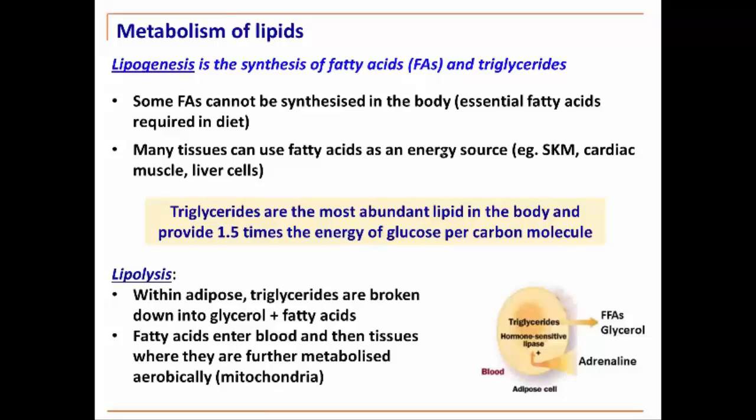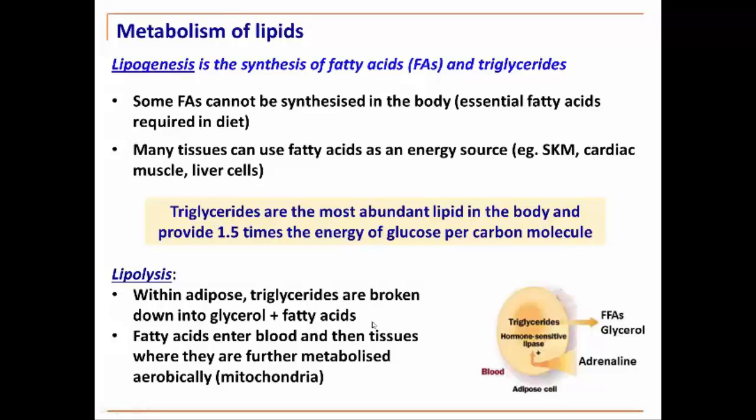And of course, lipolysis, that is when, within adipose primarily, because that's where we have our triglycerides stored, your triglycerides are broken down into 2 molecules. One of them is called glycerol, the other is called fatty acids. The fatty acids enter the blood and then onto our tissues where they can be further metabolized aerobically by mitochondria. So those are the ones that will go to the heart, for example, the skeletal muscle, our liver cells. And the glycerol goes to the liver and it's converted into glucose, which can be used. But remember, humans cannot use fatty acids in the brain. The brain can't use them, but it can, of course, use glucose.